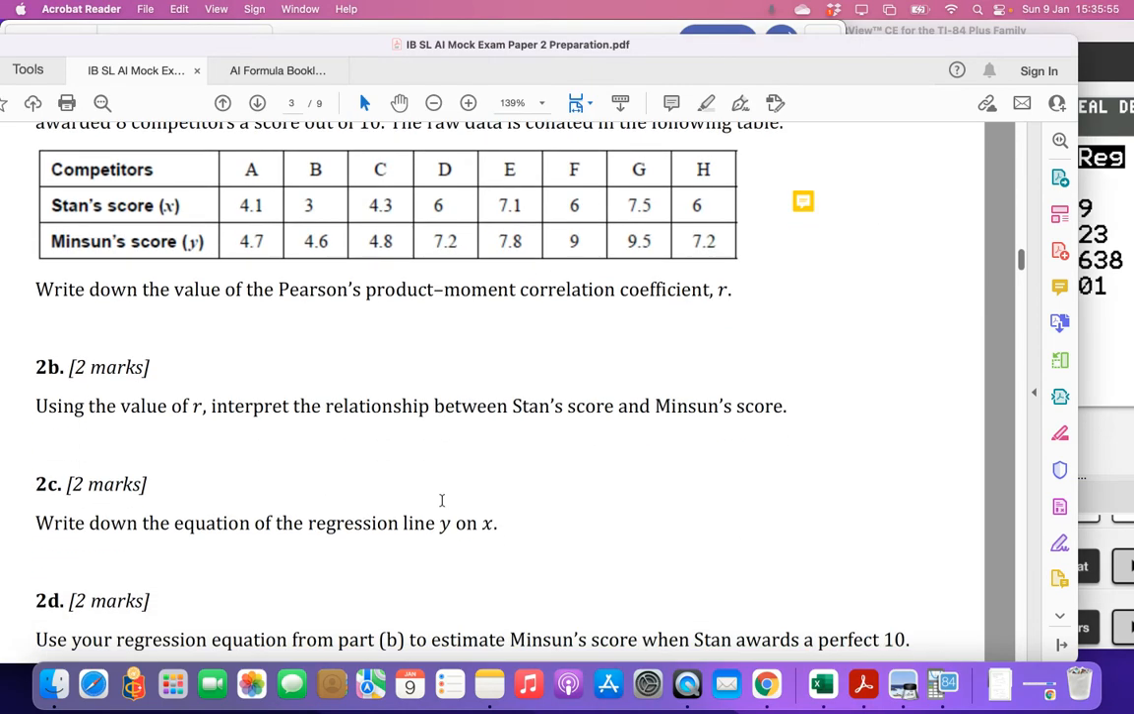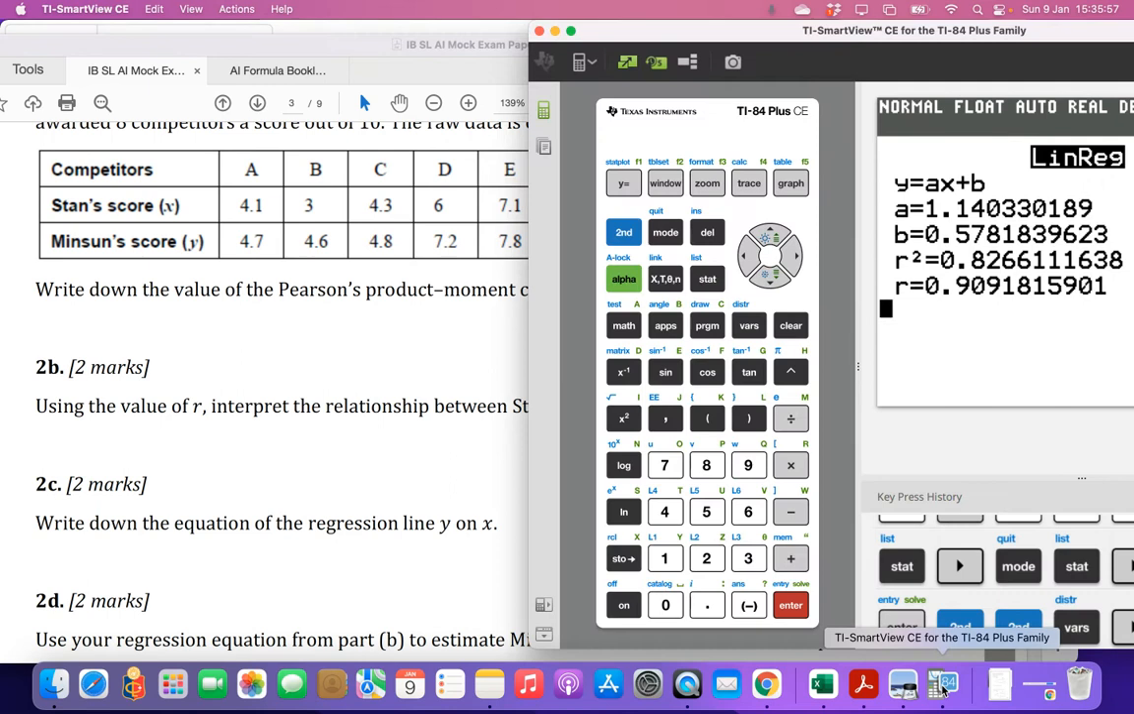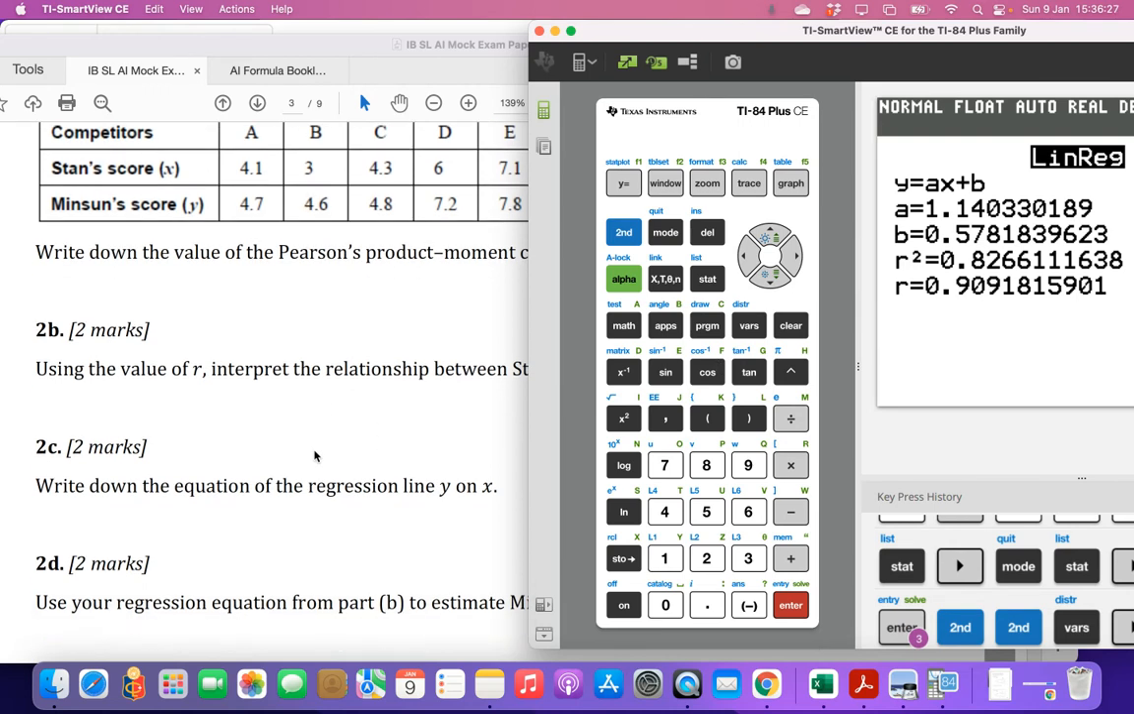C, write down the equation of the regression line. Well, it's on our calculator here. We have a gradient 1.14 for 3 significant figures, X plus B is our y-intercept, 3 significant figures, 0.578. So this describes a linear relationship between Stan and Min Sun scores.